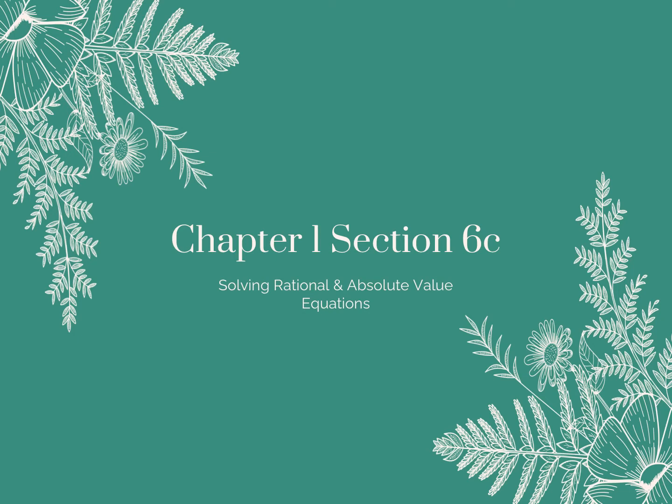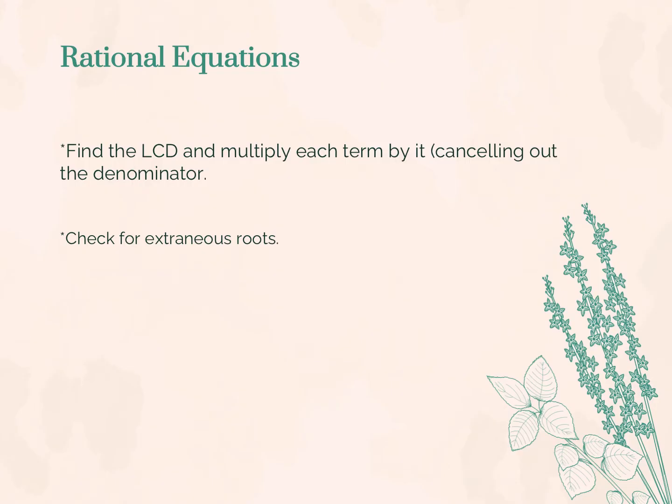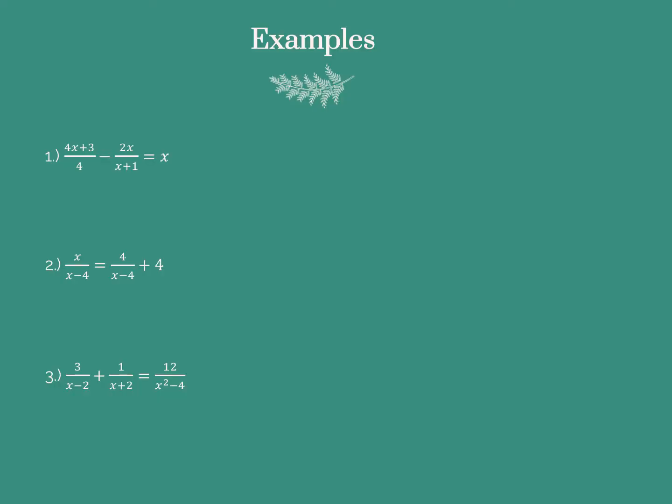So today we're going to finish up section 6, and today we're going to solve rational and absolute value equations. Just like before when we did this in the prerequisite chapter, you need to first find the LCD, multiply each term by it to cancel out the denominator. And also remember you need to check for extraneous roots, meaning you have to check to see if your answer is going to make the denominator equal 0. So let's try the first example.